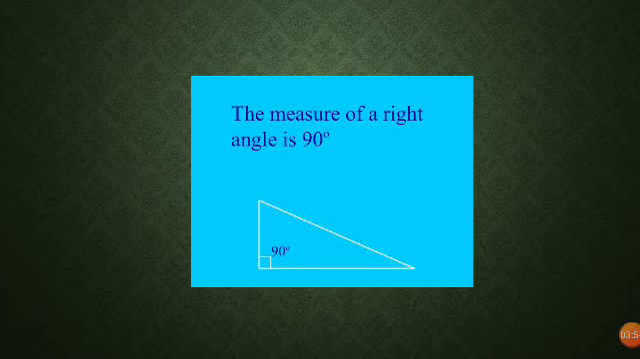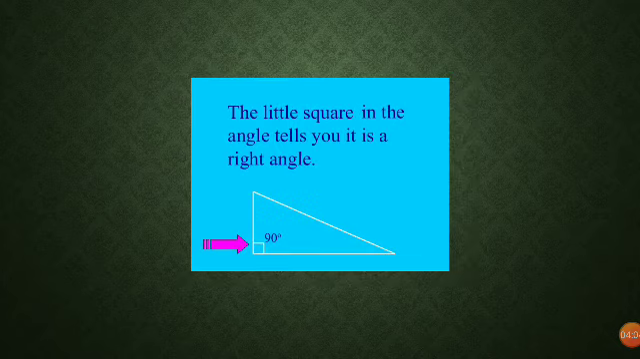So the measure of a right angle is 90 degrees. Then the left hand side and right hand side are equal. The little square in the angle tells you it is a right angle. So in a right angle triangle, that is a square shape. You can see the pink arrow near the square, which marks the 90 degree angle.